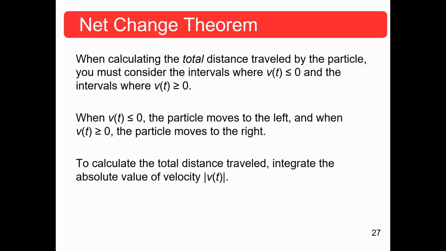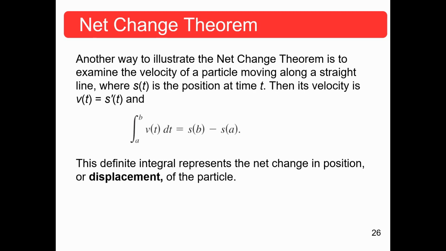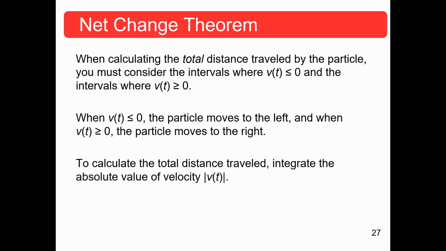Now, when calculating the total distance traveled by a particle, you have to consider the intervals where the velocity is less than 0 and the intervals where the velocity is greater than 0. Now, when the velocity is less than 0, the particle is moving to the left. When it's greater than 0, the particle is moving to the right. Now, this is total distance, right? If we're just talking about displacement, we're just talking about how far did it go to the right or to the left exactly, right? Where did it wind up? Not how far did it travel total. Now, to calculate the total distance traveled, you have to integrate the absolute value of the velocity. So that makes it a little more challenging, right?